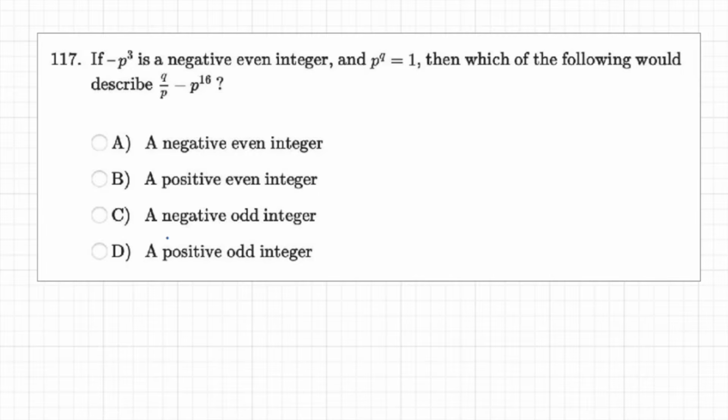Let's do what we've been doing. Let's plug in values in place of the variables. Let's create a value for p. They tell us that negative p to the power of 3, at the very least, is a negative even integer. So we need to create a value for p that's going to give us a negative even integer for negative p to the power of 3. Does that make sense? Yes.